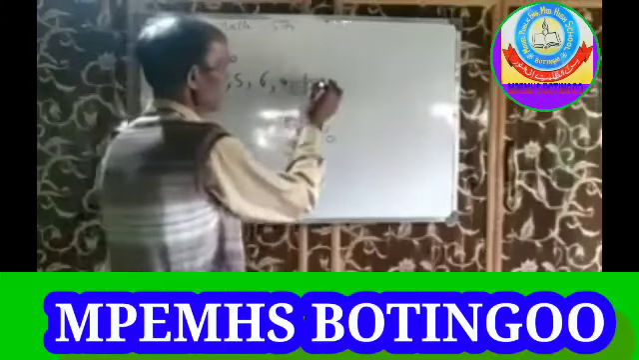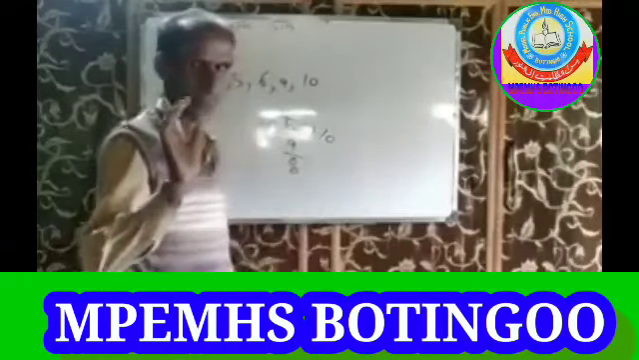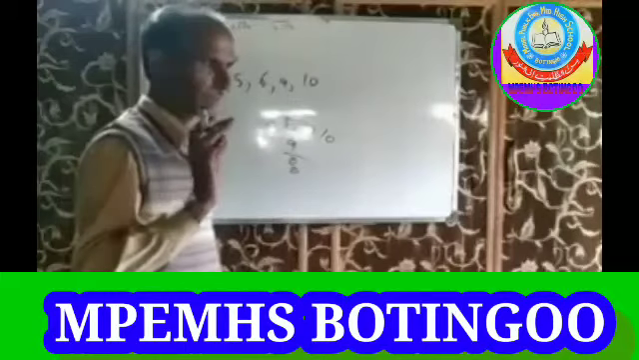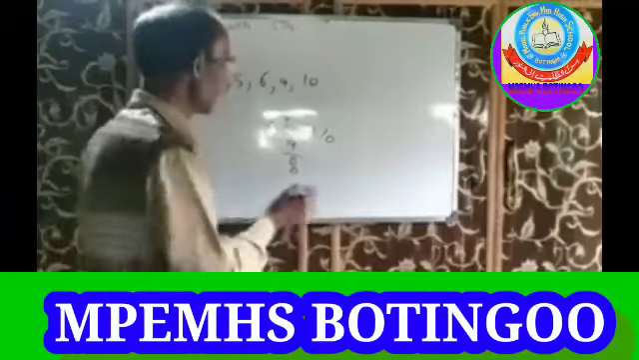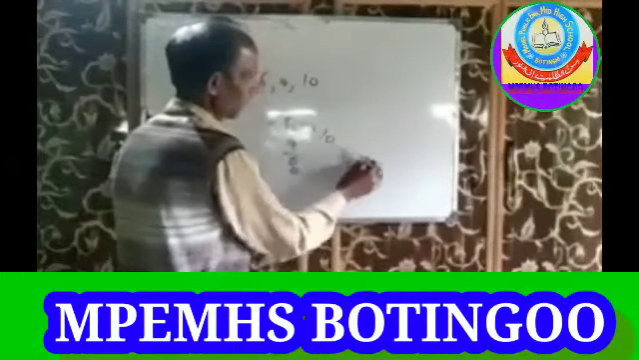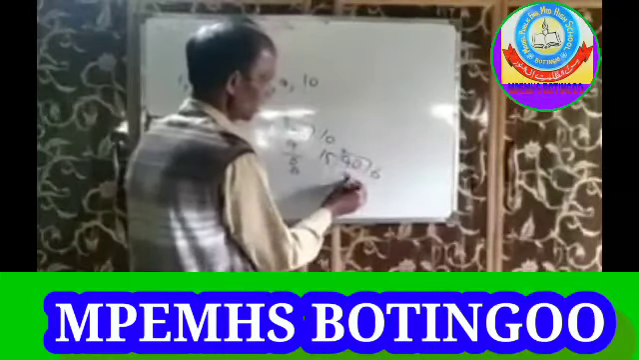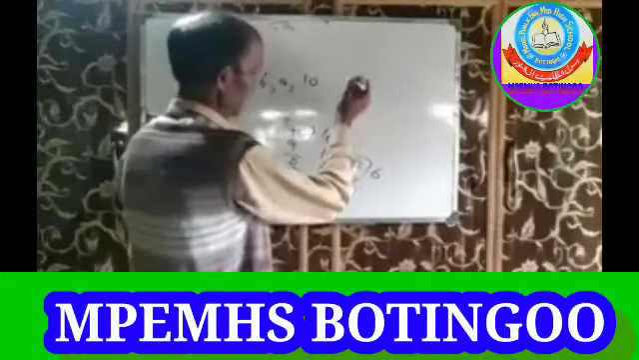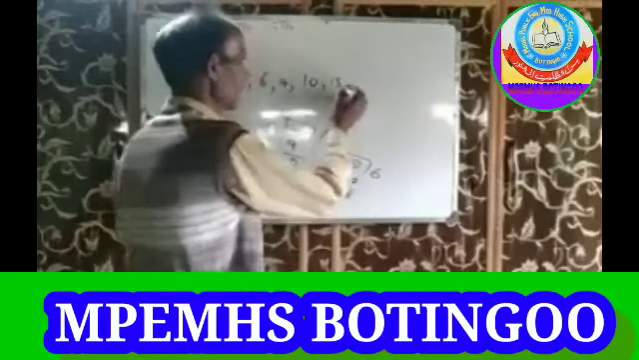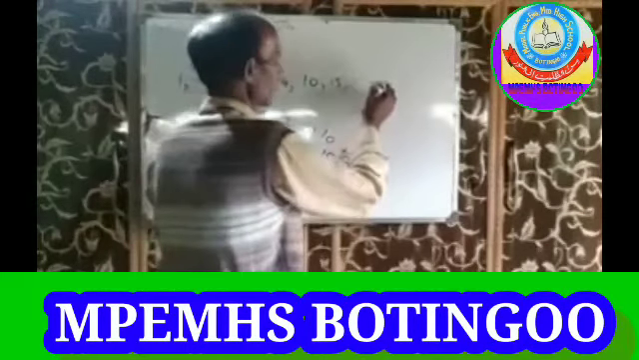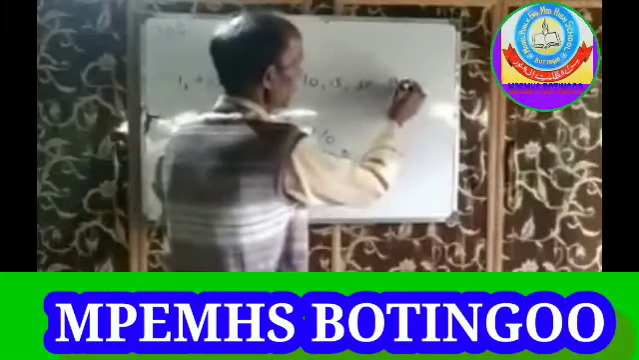After that, 10 is also a factor of 90. 11 is not a factor. 12 is not a factor. 13 is not a factor. 14 is not a factor. 15 is a factor of 90. 90 divided by 15, 15 6s are 90. Then 15 is a factor of 90. Then after that, 30 is a factor of 90. And 90 is also a factor of 90.